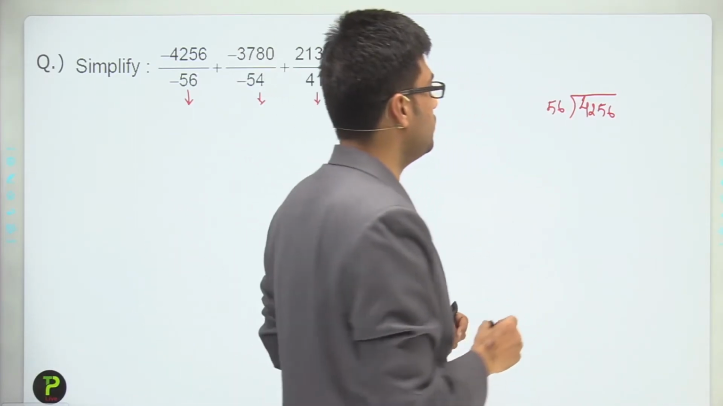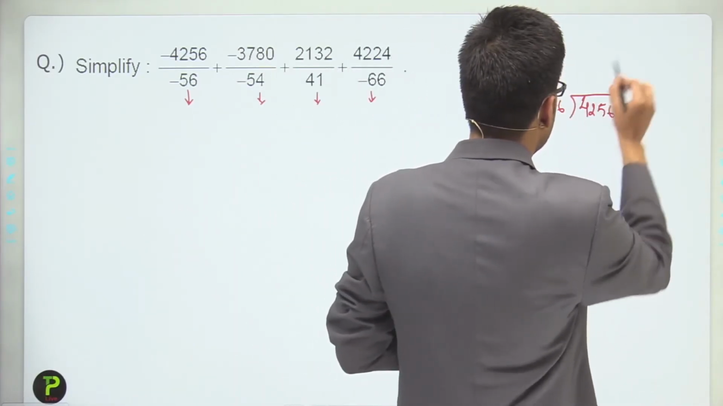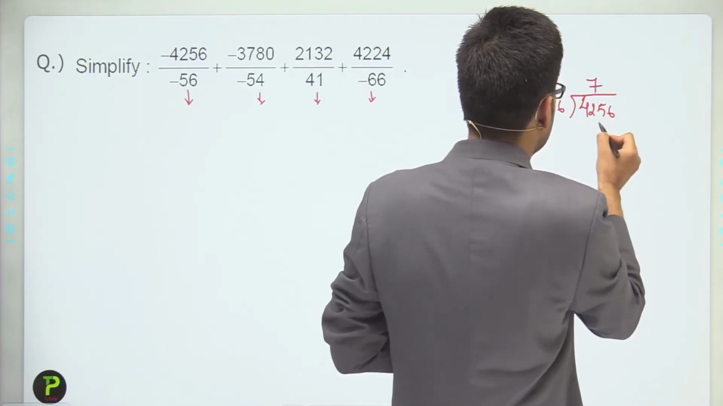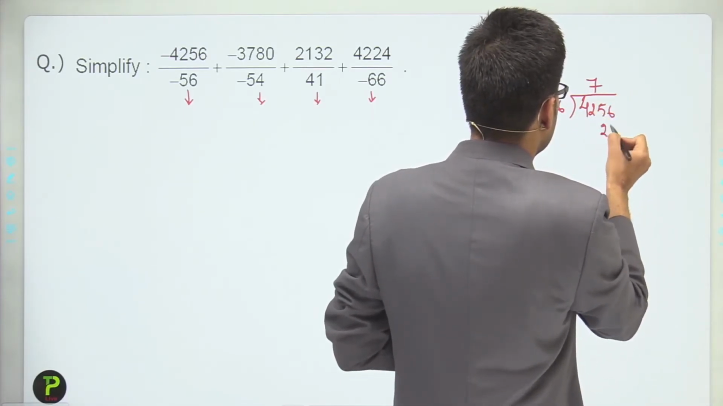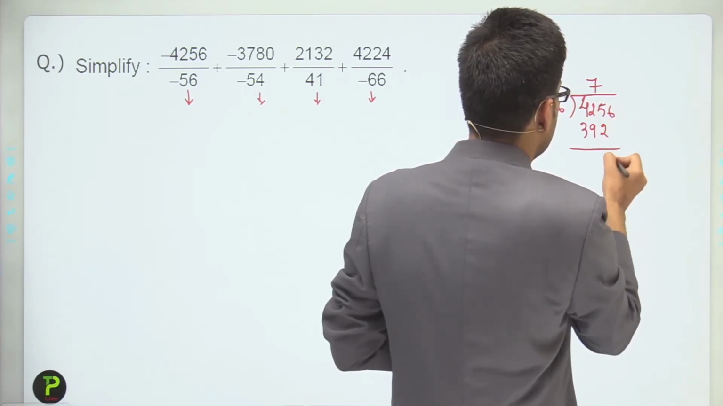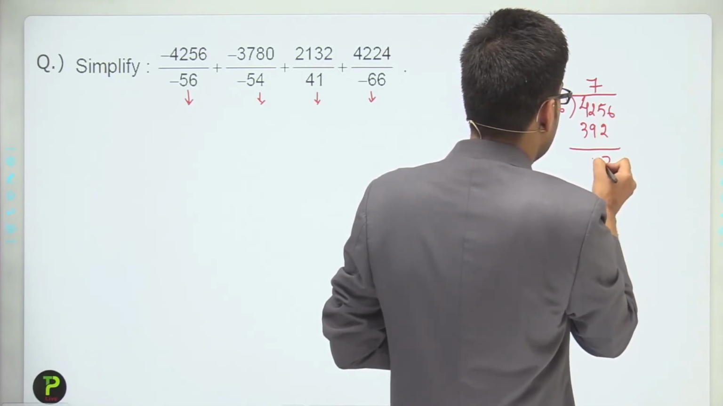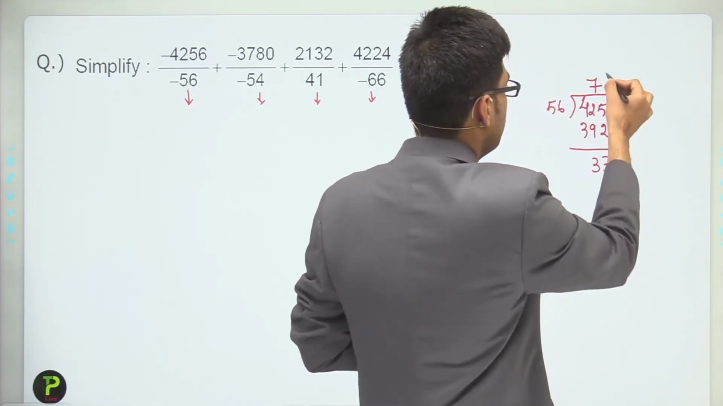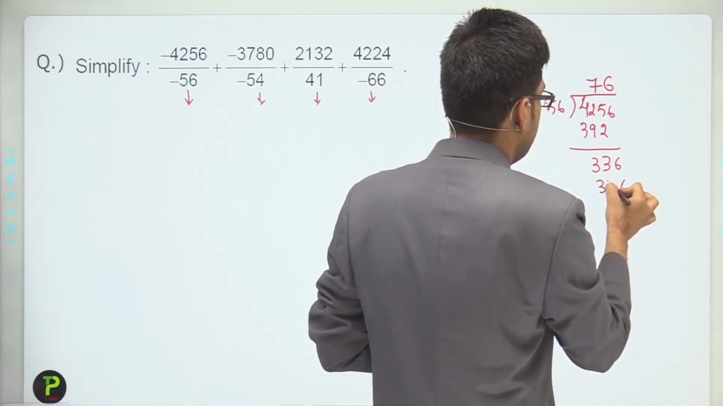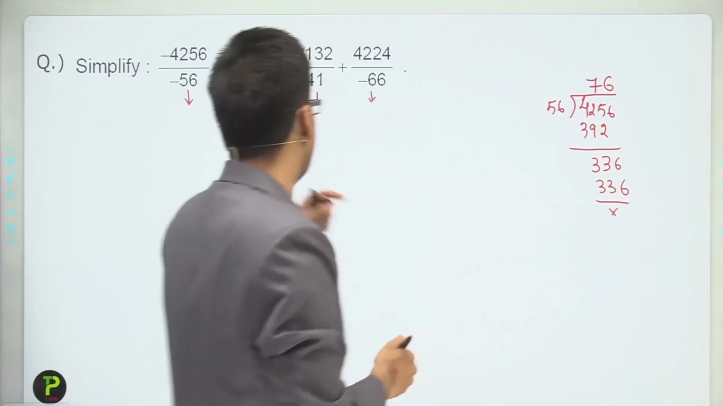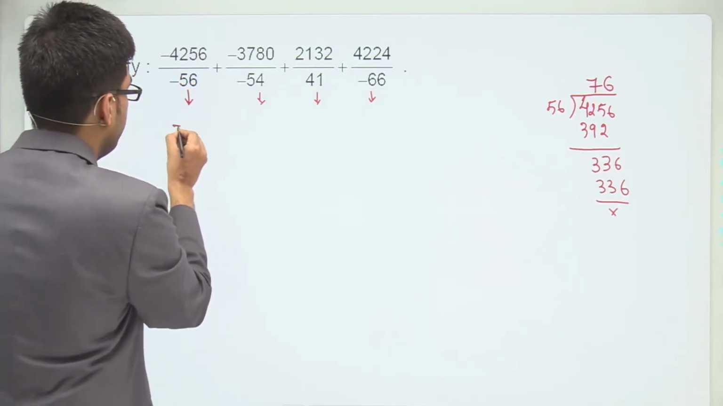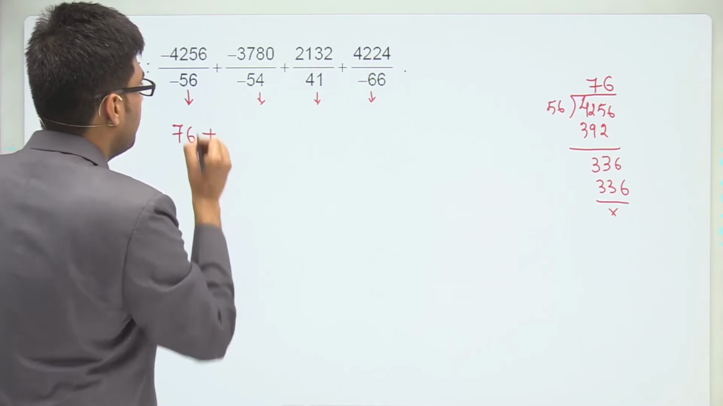So it is equal to what? We can divide it 7 times. So it is 39, so 3 and 6. Clear? So now let's divide it by 6 times. So it is 6, 3, 3, 6. Clear? And here both the numbers are negative, so the quotient is positive. So it is 76 plus.